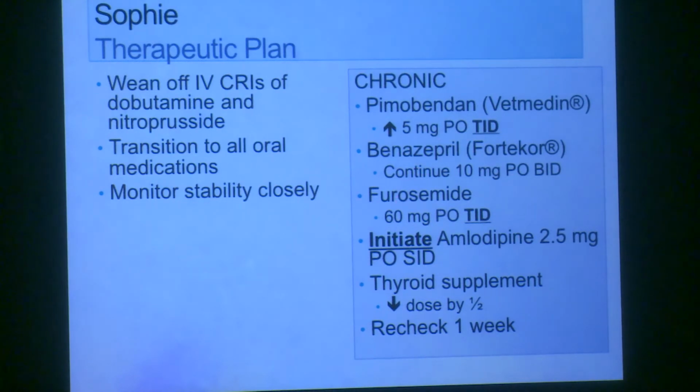Her furosemide, we had to pick something. So I went with 2 milligrams per kilogram 3 times a day. We initiated an oral arterial vasodilator. So in this transition period here of weaning her off the nitroprusside, we got an oral equivalent going. We did decrease her thyroid supplement, and we thought we'd recheck her in a week. And so 48 hours after this maneuver, we actually did get her out of hospital.